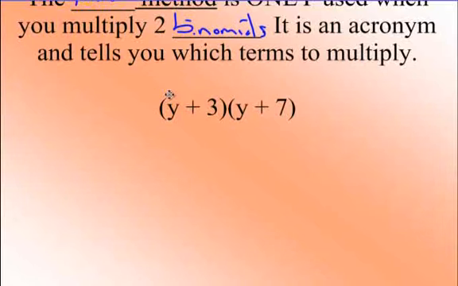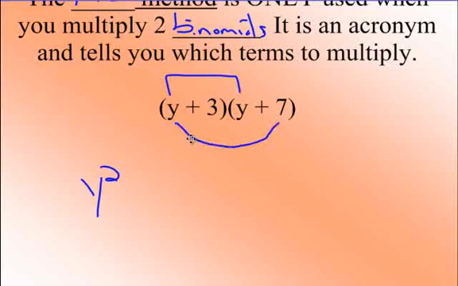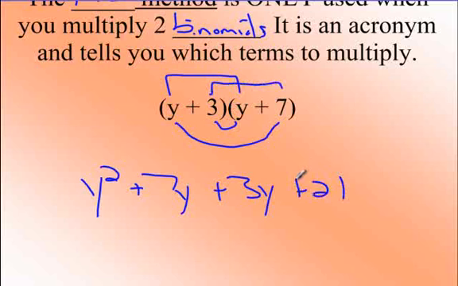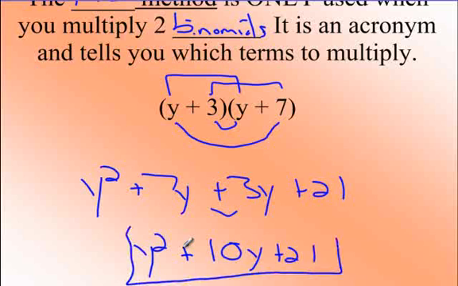So first, y squared. Y times y. Outside, plus 7y. Inside, plus 3 times y is 3y, and the last, 3 times 7 is 21. Combine those like terms if you have them. In this case we have y squared plus 10y plus 21. And that is the FOIL method, my friends. We're moving on.